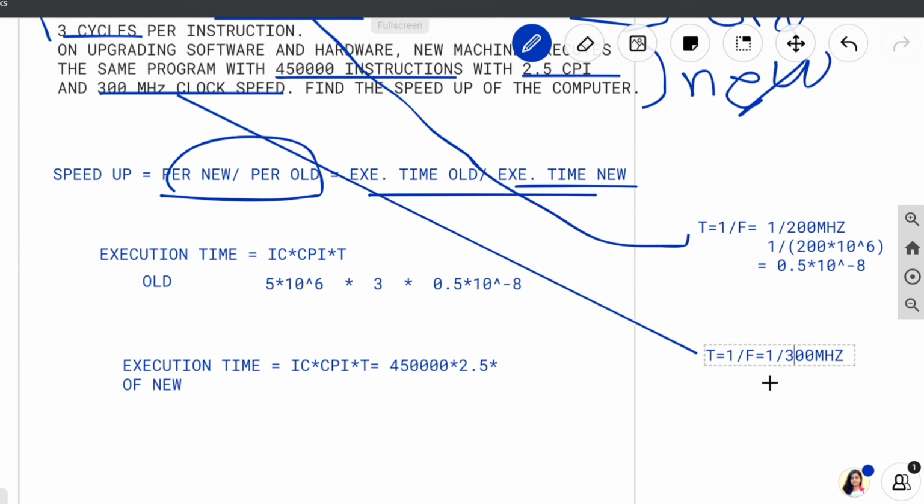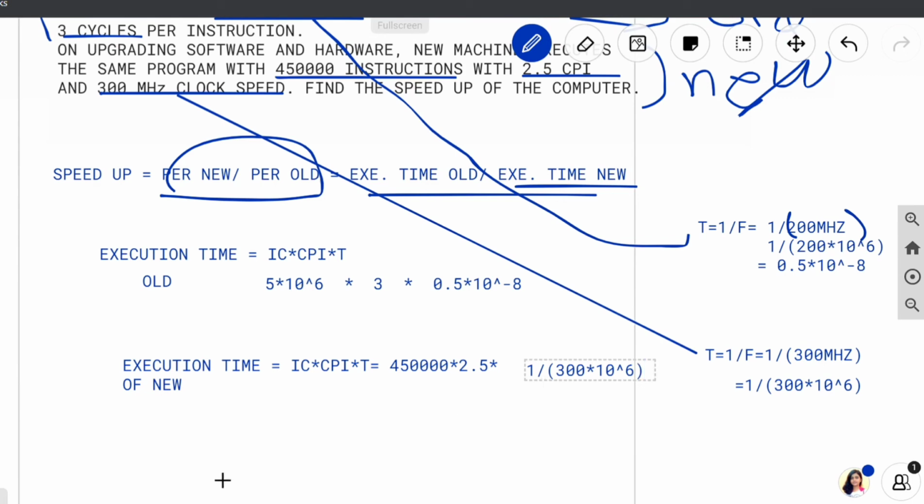Don't get confused here. The unit of time is not megahertz. I'm writing the unit of frequency as megahertz, so that you can convert it to seconds later. So it is equal to 1 divided by 300 into 10 to the power 6 hertz. So I'll be writing the time as 1 divided by 300 into 10 to the power 6.